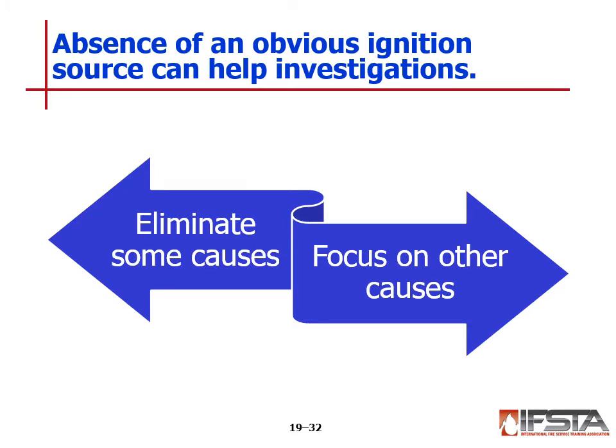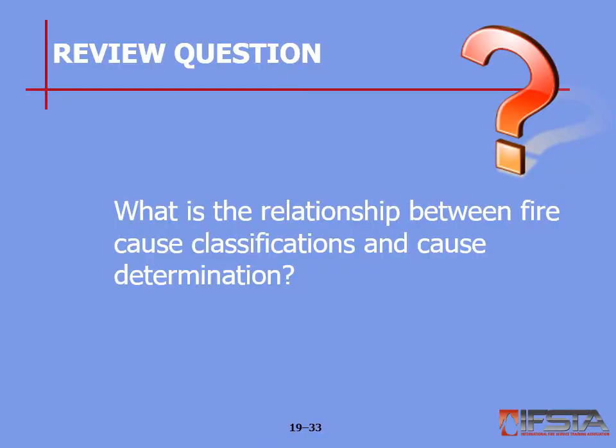Okay, so the absence of an ignition source can actually be helpful because it can eliminate some causes and enable investigators to focus on other causes. So the absence of evidence in one area can help point towards something that could be the cause.